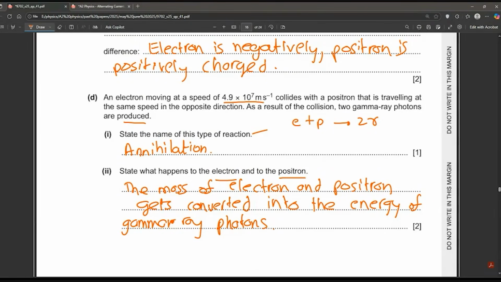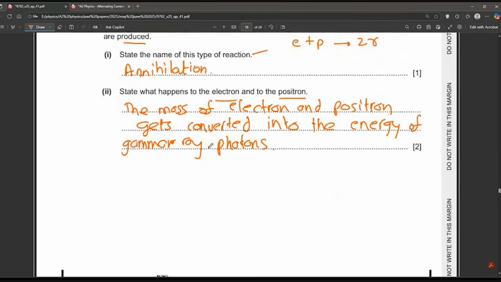Because they travel in opposite direction to keep the total momentum constant, to conserve the total momentum. Now let me explain this point in a bit more detail. You have an electron moving at a speed of v that collides with a positron that is traveling with the same speed in the opposite direction. Okay, what is happening?